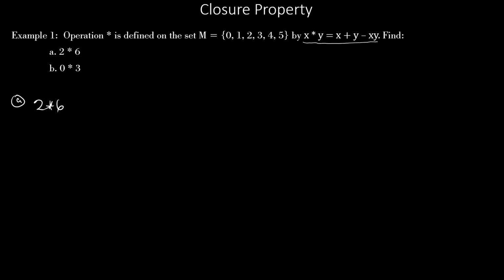Going back to our definition, x asterisk y is defined as x plus y minus xy. So we simply replace x with 2 and y with 6. We now have 2 asterisk 6 equal to 2 plus 6 minus 2 times 6. And we have 8 minus 12. Here we have minus 4.